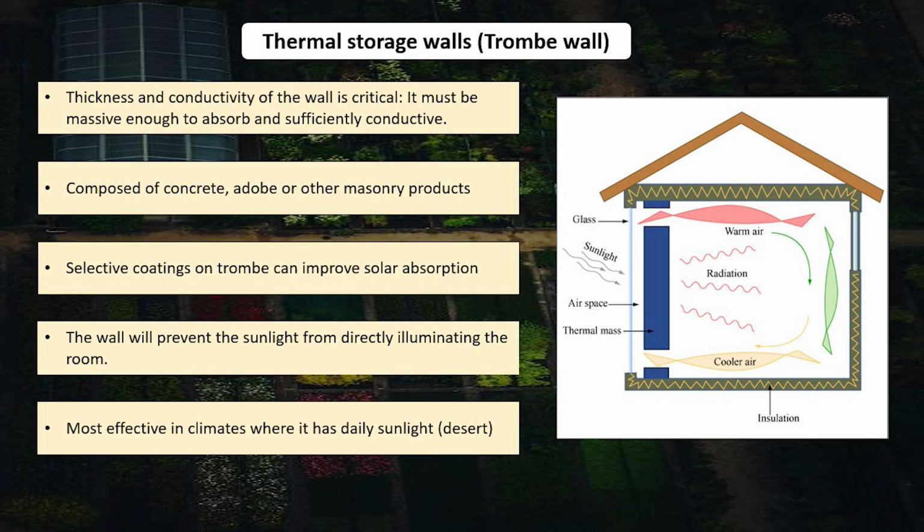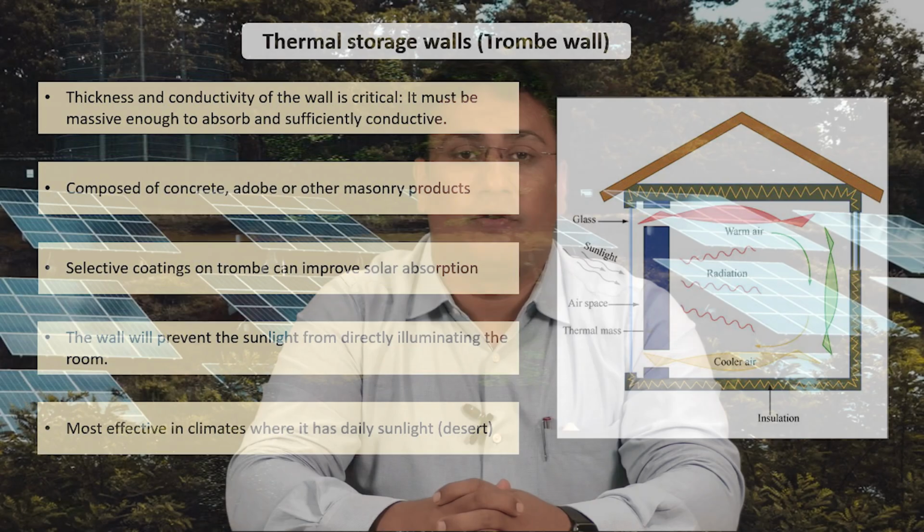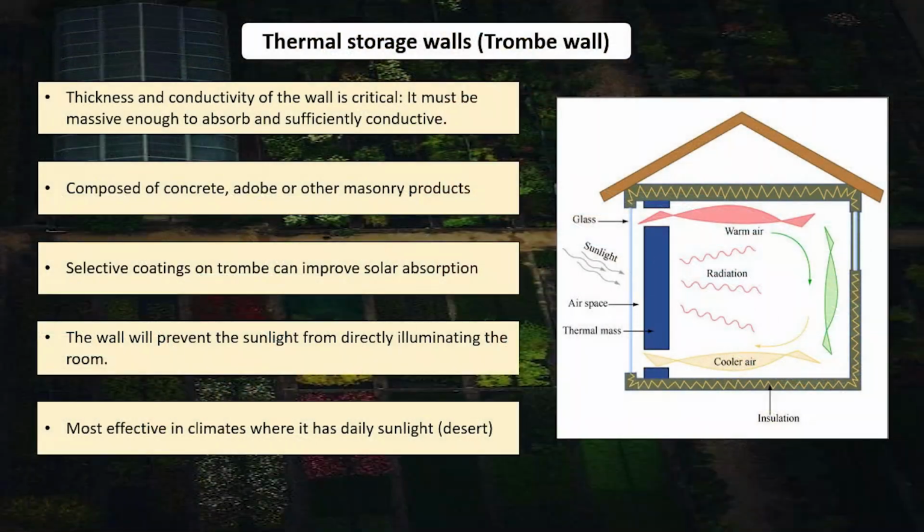The thickness and conductivity of the wall is critical in a Trombe wall. It must be massive enough to absorb and sufficiently conductive. A Trombe wall is composed of concrete, adobe or other masonry products. Selective coating on a Trombe wall can improve solar absorption. The wall will prevent the sunlight from directly illuminating the room. It is most effective in climates with daily sunlight like deserts. So according to the given figure, we can see what type of Trombe wall can be constructed in a building or house.